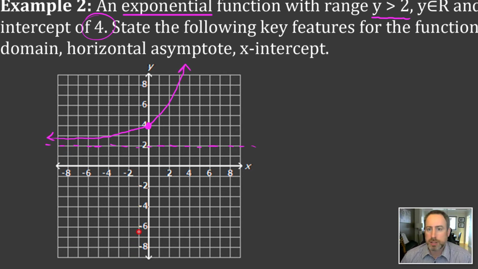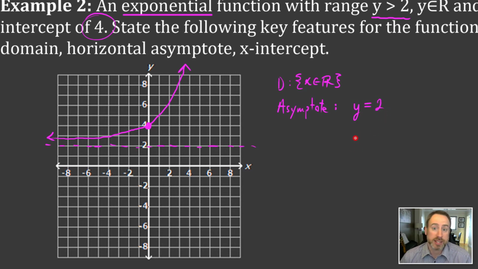We've been asked to state the domain. All right, so my domain for this function, as with any exponential function, unless there's something funny going on, is just an element of the reals. All x values are valid for this. My horizontal asymptote for this particular one is because of the range. My asymptote is at y equals 2.